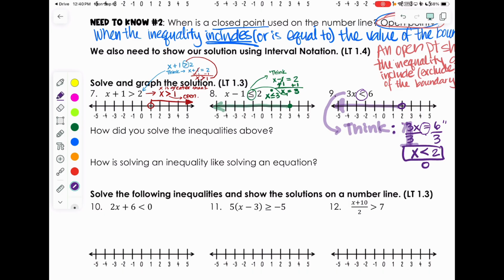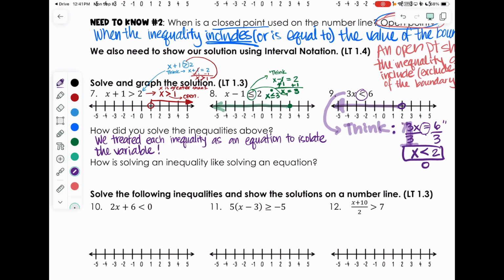How did you solve the inequalities above? We treated each inequality as an equation to isolate what? The variable. Okay.